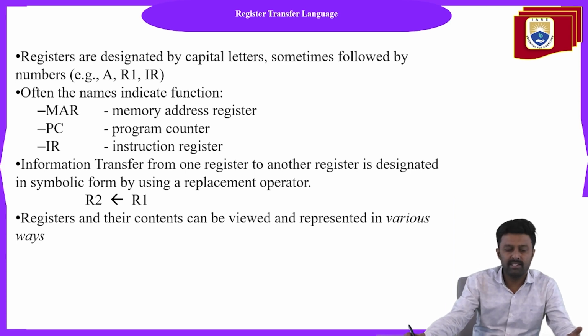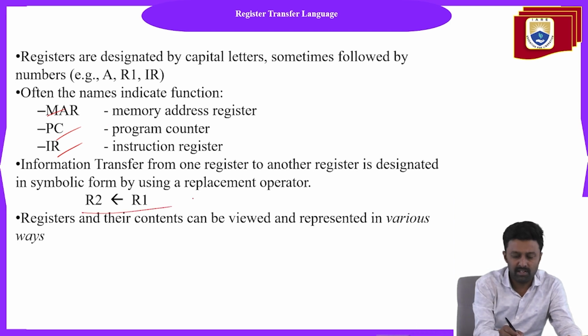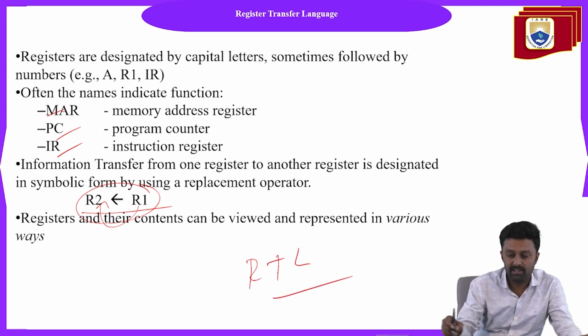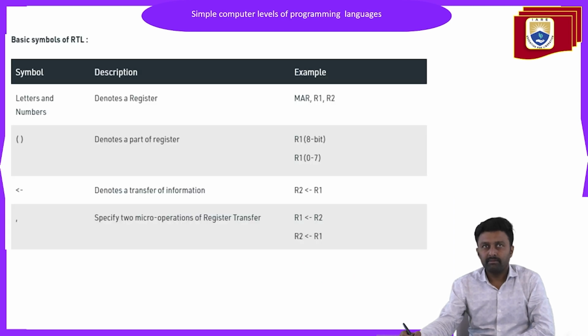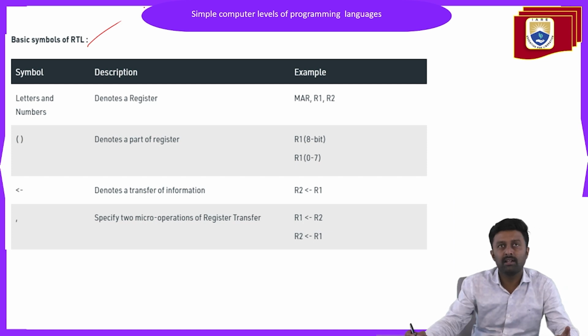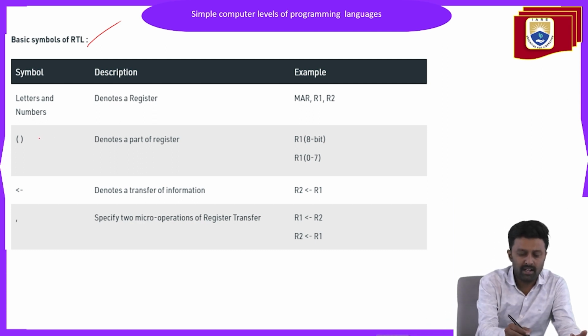So already we have seen these are the notations which are used for different things, and we have also seen this also. So this notation of transferring the content from one register to another register, we call it a register transfer language, RTL. This table shows the basic symbols of RTL, that is, register transfer language.